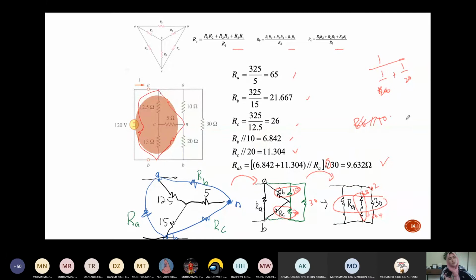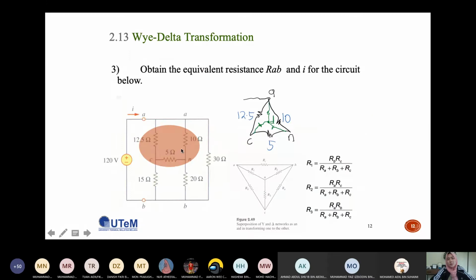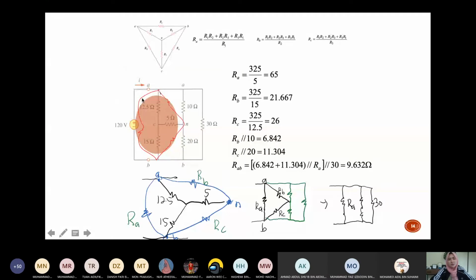If you did not convert this circuit into either a Y network or a delta network, then you cannot find the R equivalent. So you really need to know how to convert to a Y network or to a delta network. It depends on you whether you want to use method 1 or method 2. In method 1, this part I change to a Y network. In method 2, instead of a Y network over here, I change this to a delta network. Then only you can get the R equivalent.